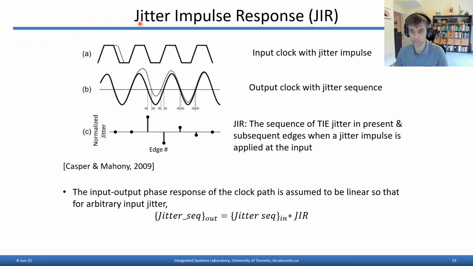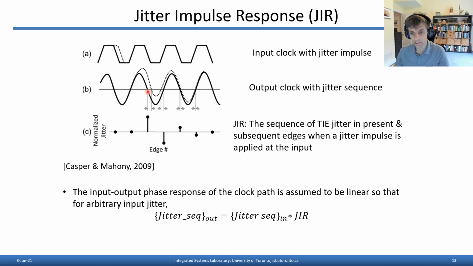A good way to understand and model jitter amplification is by considering the jitter impulse response of a clock distribution network. So consider an ideal clock waveform shown here with a solid line, but then instead consider perturbing one of the clock edges by delaying it, only one. That will obviously result in a perturbation in the transition of the corresponding edge at the output of the clock distribution network, but in fact, it will also perturb subsequent clock edges.